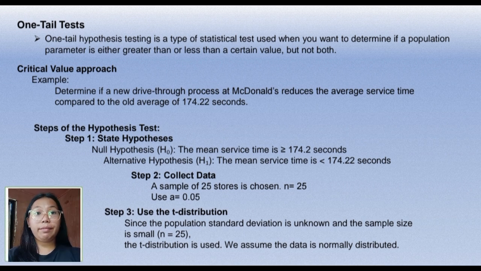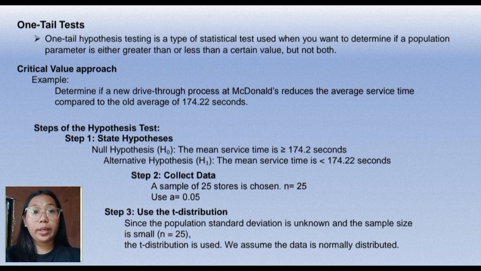Now let's use the critical value approach in this one, a method used to decide whether we reject or not reject the null hypothesis by comparing a calculated test statistic to a critical value from a statistical distribution, like the t distribution here. Now we have an example. Determine if a new drive-thru process at McDonald's reduces the average service time compared to the old average of 174.22 seconds. We have 6 steps in determining this using the critical value approach.